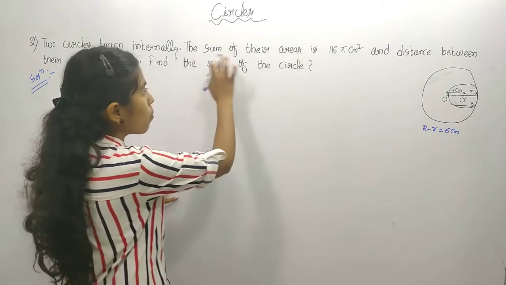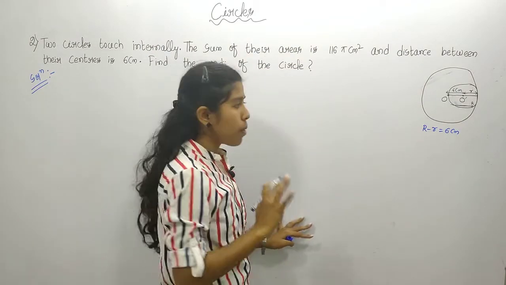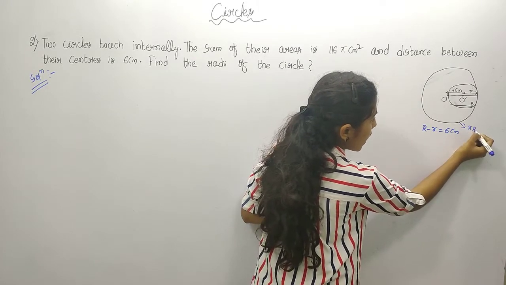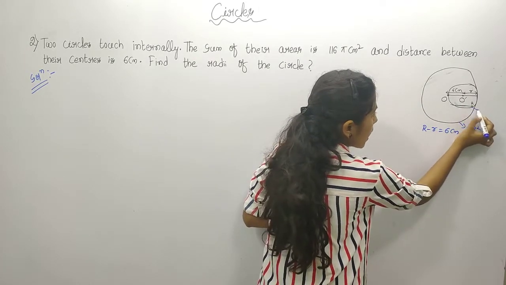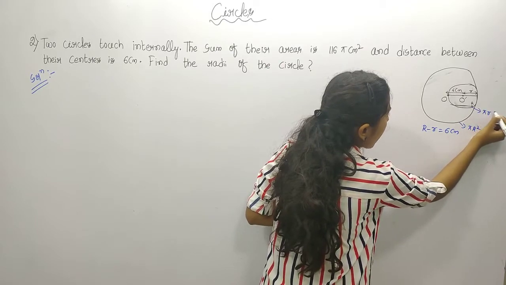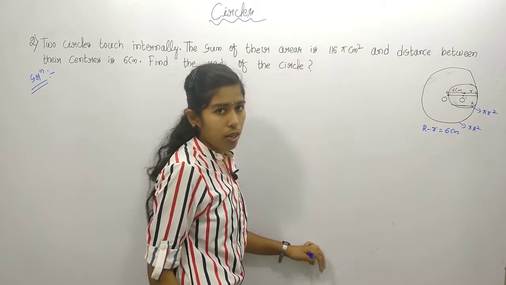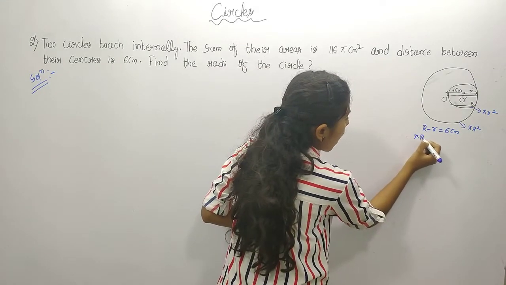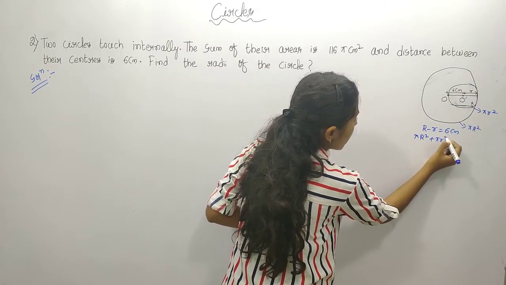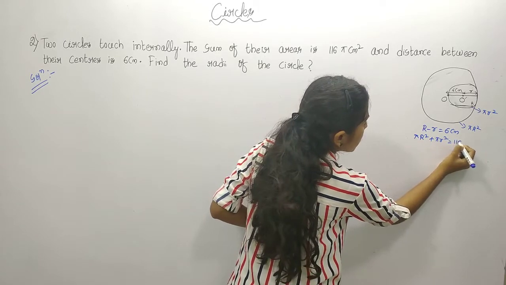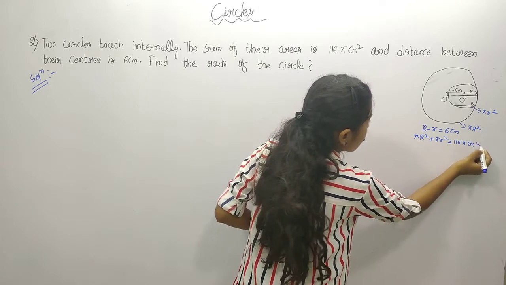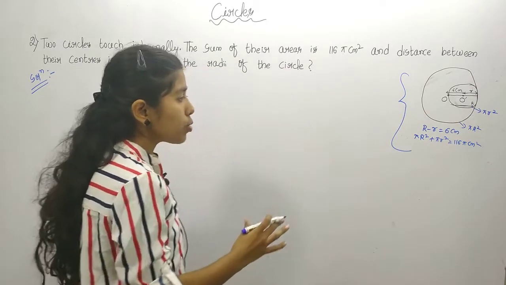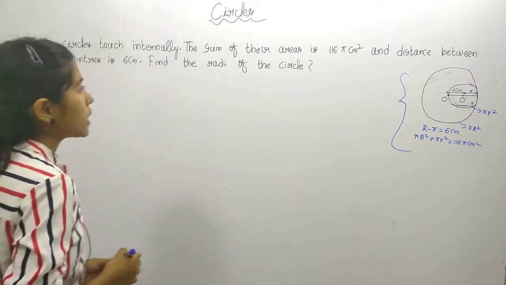Next, the sum of their areas. First you have to know about the area. So this circle's area is pi capital R square and the small circle area is pi small r square. Okay. Sum of their areas means what? Pi R square plus pi small r square equals how much? 116 pi cm square. So this much you got from the question. According to this you have to solve. Let's see.